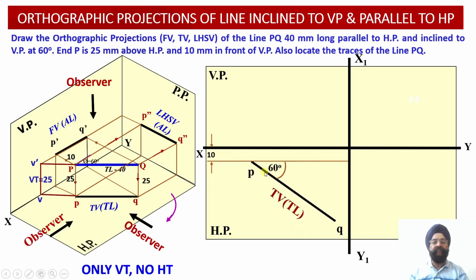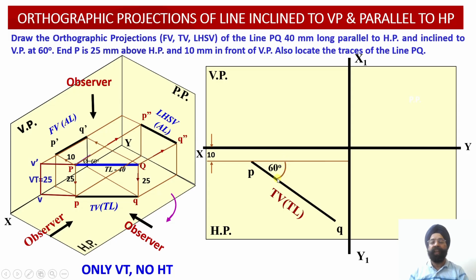And we know the true length of the line, which happens to be 40 millimeter. So the true length of the line PQ will be represented in the top view projections at an angle of phi equal to 60 degrees.